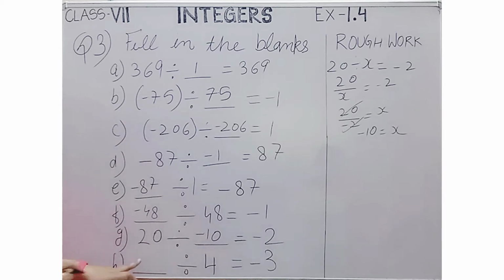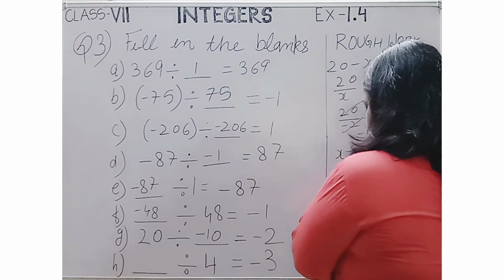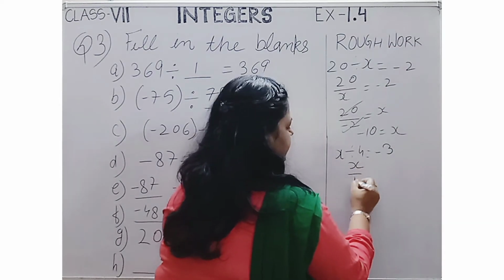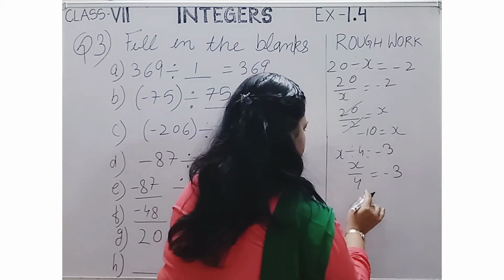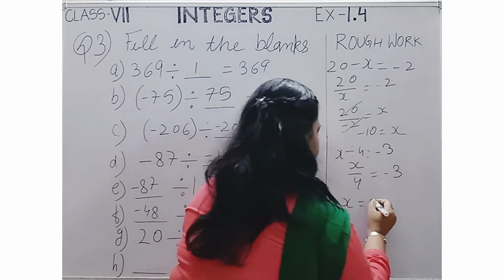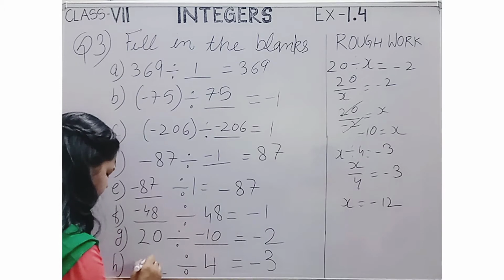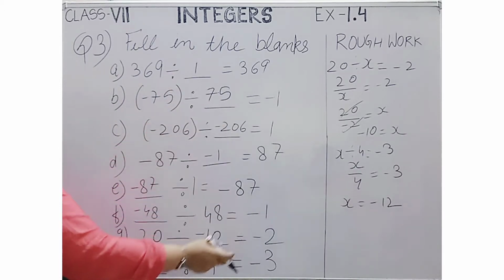And the last one is this one, x divided by 4 equal to minus 3. Now x upon 4 equal to minus 3. Multiply, x equal to minus 3 multiply with 4, minus 12. So here we have minus 12. So these are your answers.